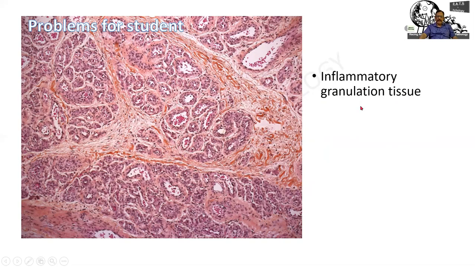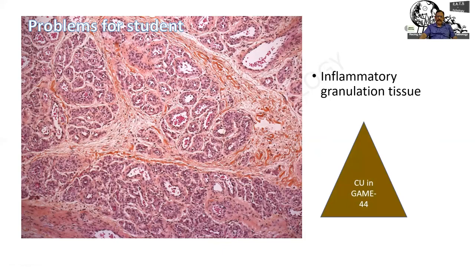Granuloma pyogenicum, be careful because many a time students write the answer of granuloma, which is wrong.